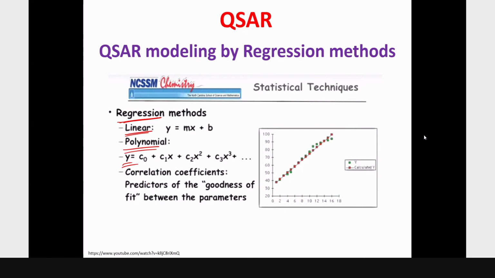There will also be some correlation coefficients that we will need to understand, so that we can decide whether the model we have created using our molecular descriptors is good or not. So I hope you have got the idea about QSAR. Any questions so far?